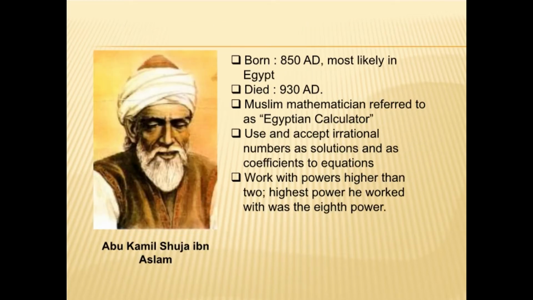Born 850 AD, most likely in Egypt. Died 930 AD. Muslim mathematician referred to as the Egyptian calculator. Used and accepted irrational numbers as solutions and as coefficients to equations. Worked with powers higher than 2; the highest power he worked with was the 8th power.